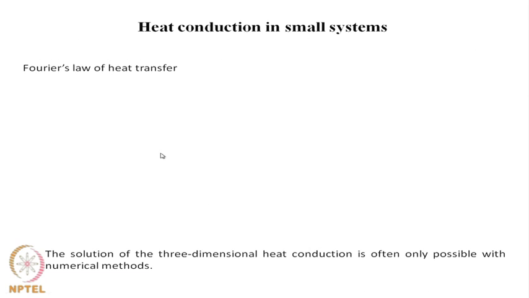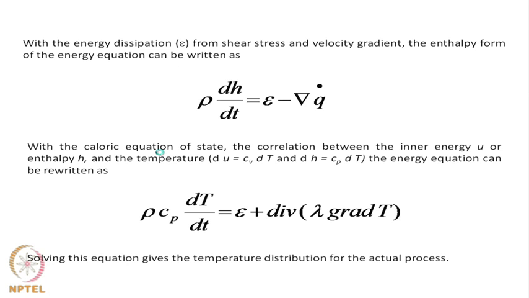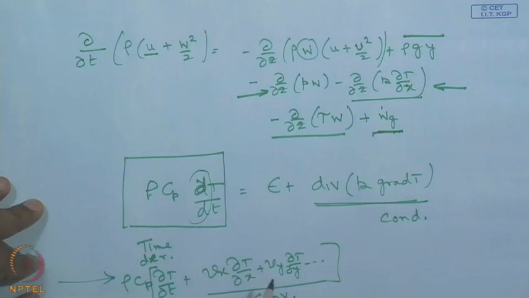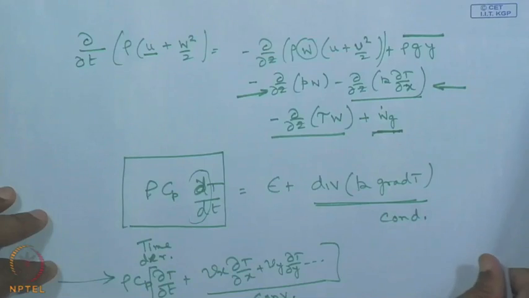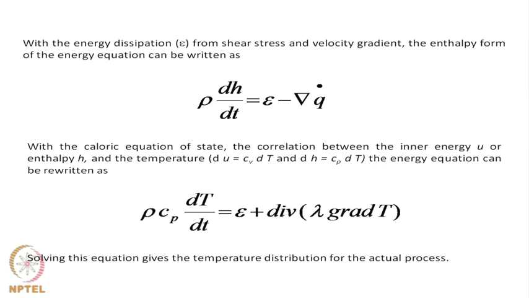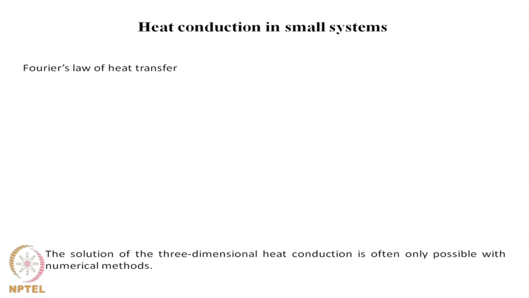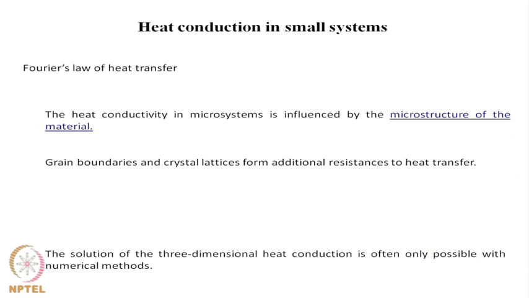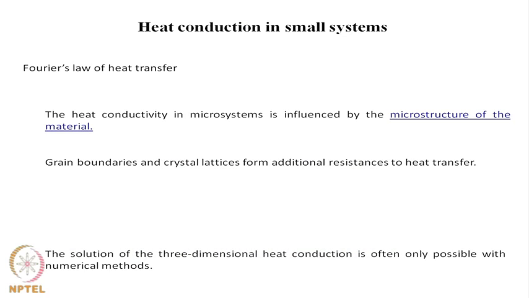So solving this equation essentially gives us the temperature distribution. If we could solve this problem, then it gives us the temperature distribution for any real process. Now, heat conduction in small systems. These are common for large systems as well as for small systems, but in small systems there would be a complicating factor, and the complicating factor is something that we need to be very careful about.